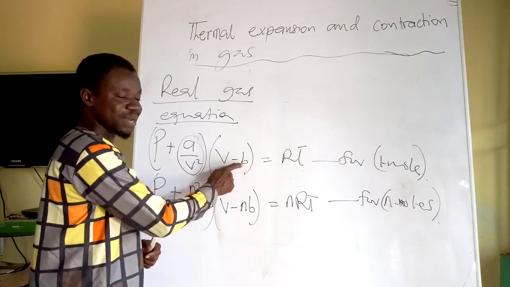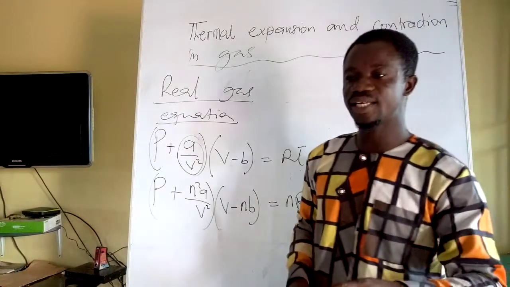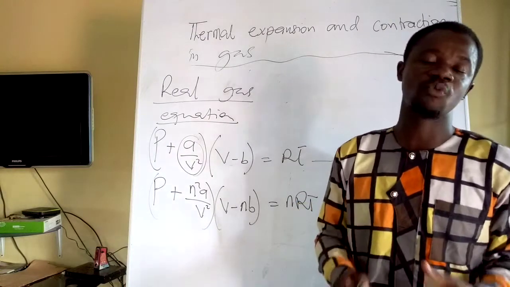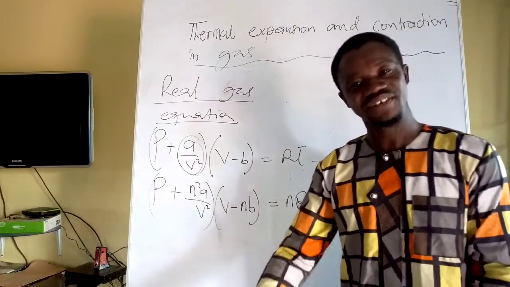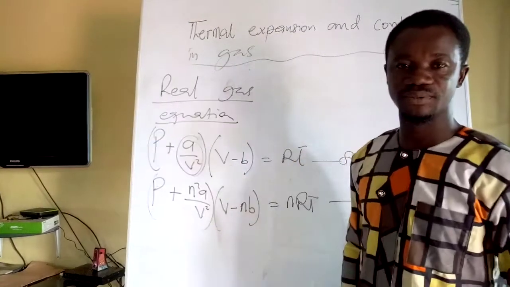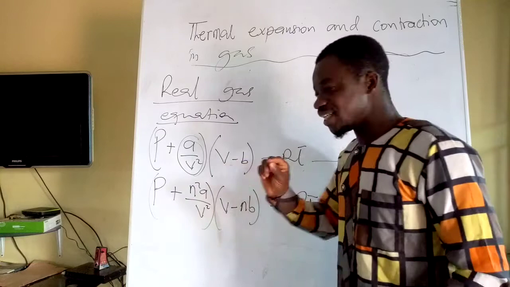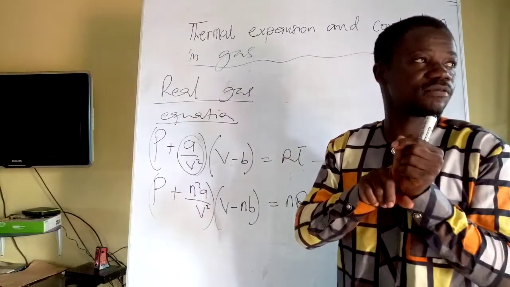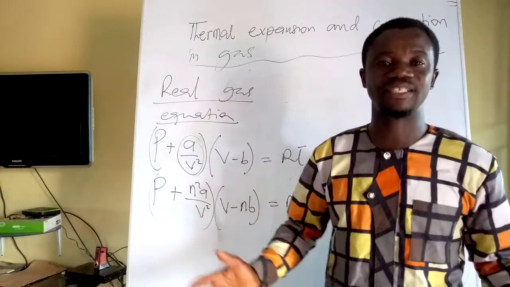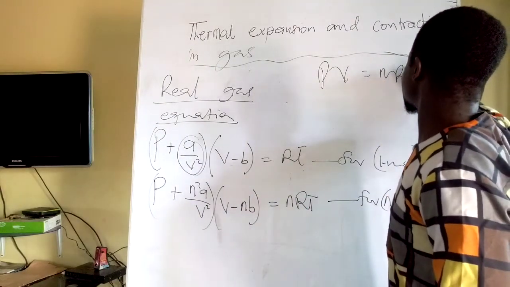The minus b, we call it the volume correction. Why volume correction? In the assumptions of the kinetic theory of gas, we said that the ideal gas does not occupy volume. But in reality, the real gas occupies volume. So this V is the volume of the containing vessel, in other words, the whole volume occupied by the gas. This b is the volume of the gas molecule itself. Because we said that the volume of the gas molecule is negligible, we neglected it. That was why it was PV is equal to nRT.